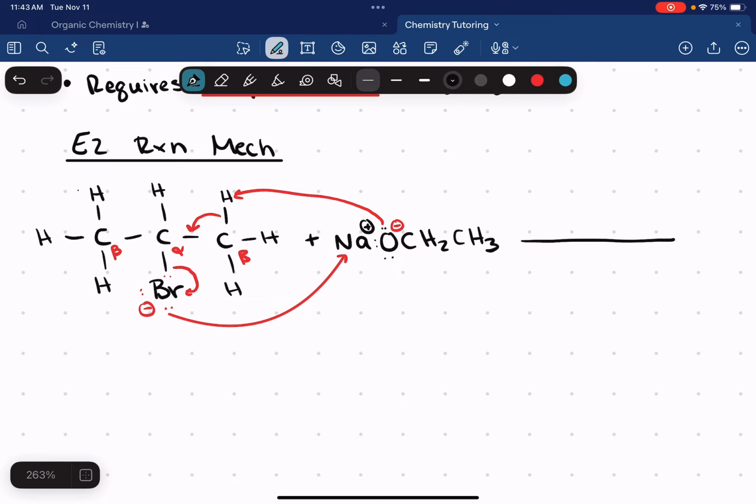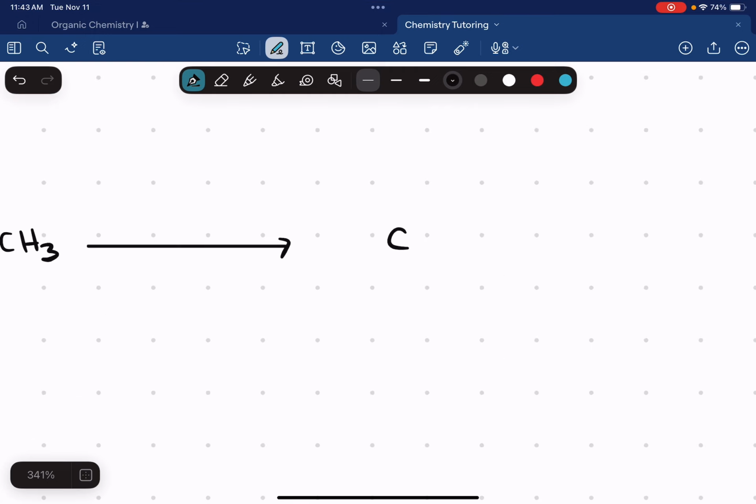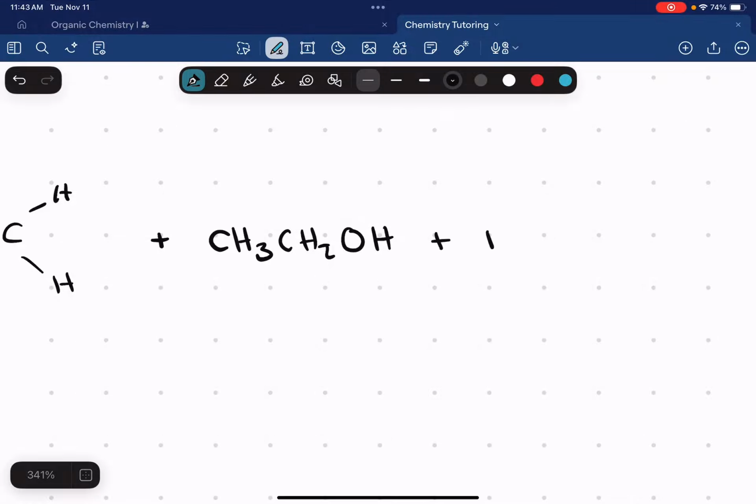So then we end up with a carbon double bonded to a carbon. We've got 2 hydrogens because 1 hydrogen was stolen. And then hydrogen, and this one had a methyl. And then our byproducts are going to be our conjugate acid to the base because it's now stable. Oxygen got its hydrogen, and then bromine ended up bonding with our sodium. So we got an NaBr.